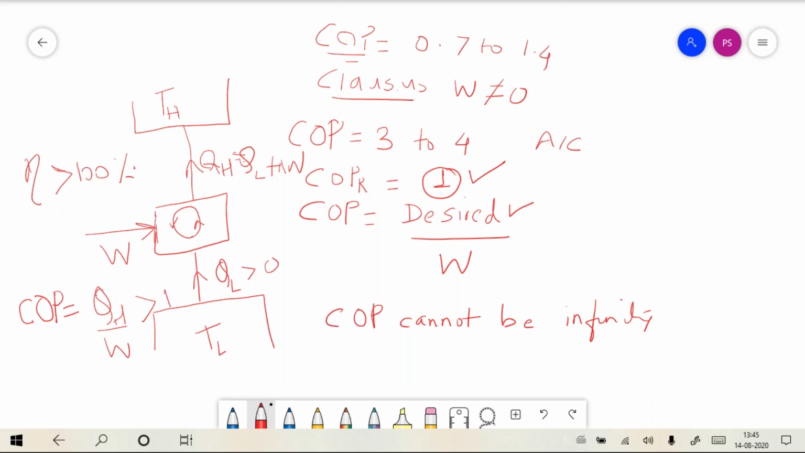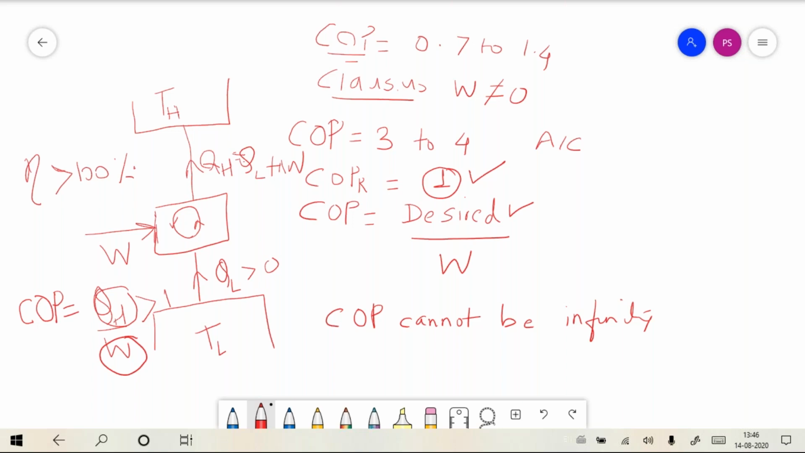So coefficient of performance being greater than 1 doesn't mean that energy is being produced. It is not that energy is being produced out of nothing, and it is also not that we are converting work to heat. What are we doing? We are using the work input to pump the heat. Please note, because you are using the work to pump the heat, this value could be greater than 1.